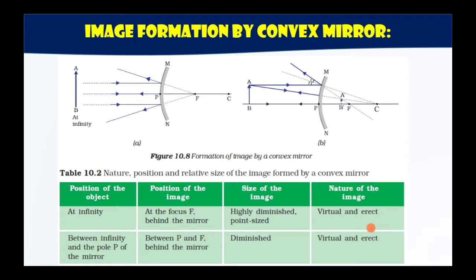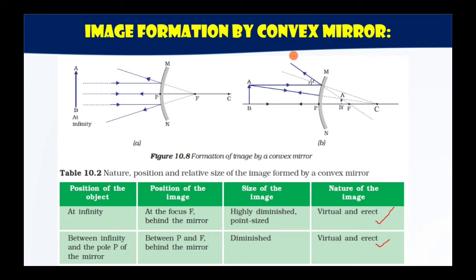One thing that you have to keep in mind is you will always get a virtual and erect image with the help of a convex mirror. If you know how to draw these ray diagrams, that is good, but in the exam you will definitely be asked 1 mark questions with such a logical basis, right? You have to be very clear which type of image is formed by which type of mirror at which type of position, what is the size of the image, and so on. All this data you should have in your mind. So instead of mugging up, if you just understand this, it will be quite clear.